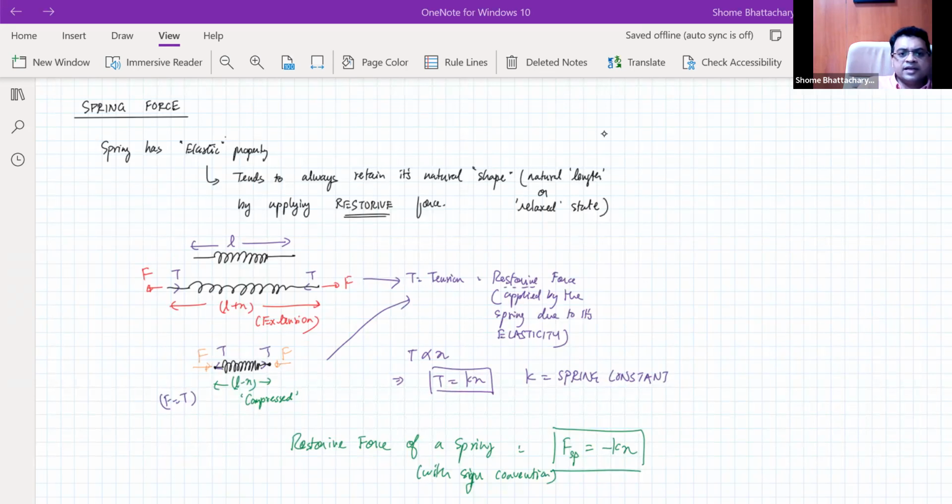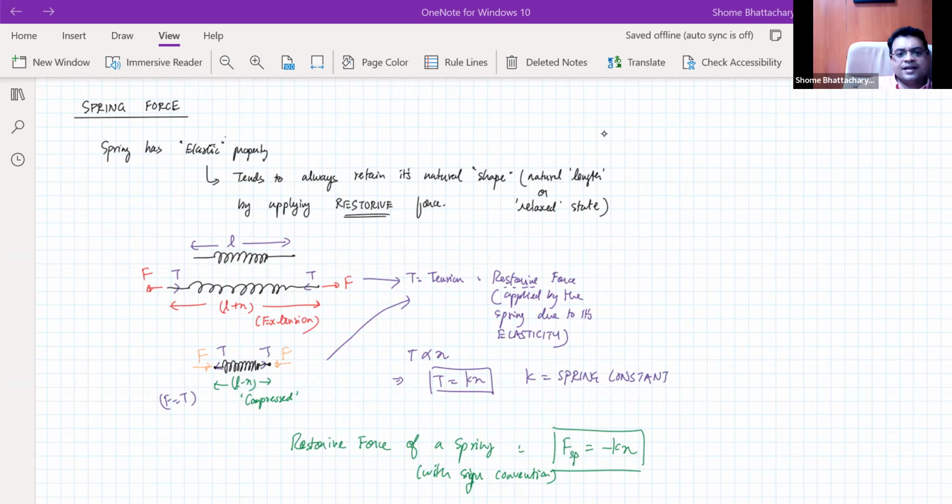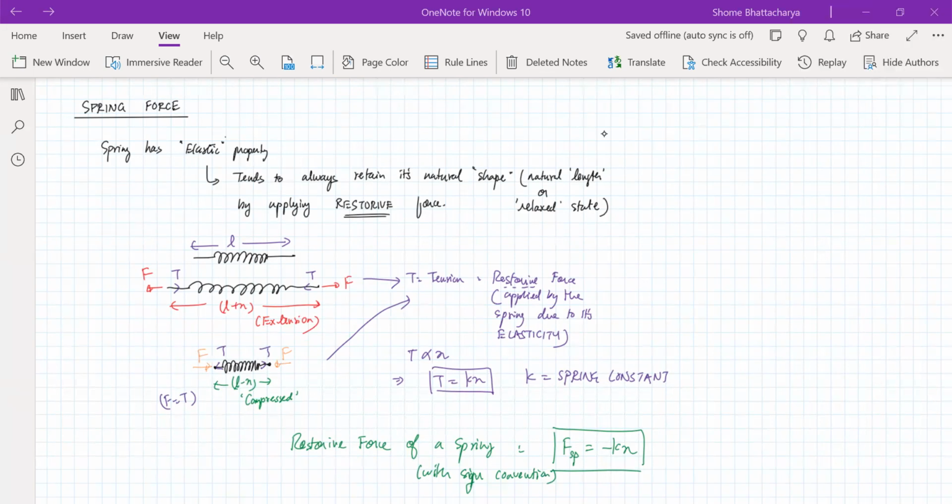See the first of the three diagrams. If we are not applying any external force on the spring, it has a natural shape in the form of a natural length. Now from there, if we elongate the spring by applying an outward force, as in the second diagram, how is the spring reacting to that elongation? It is applying a restorative force inwards. The direction of the tension in the spring is inwards, so it is trying to restore it back. That's why it is called a restorative force.